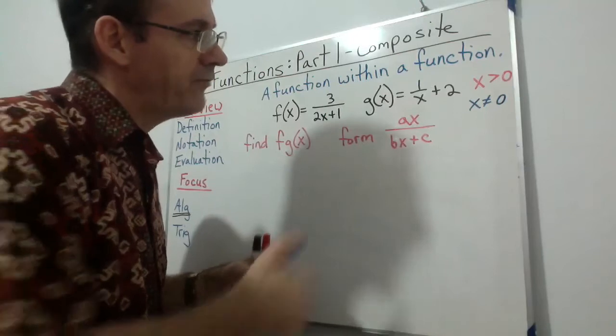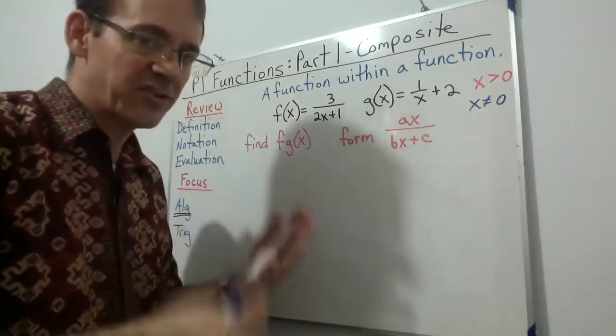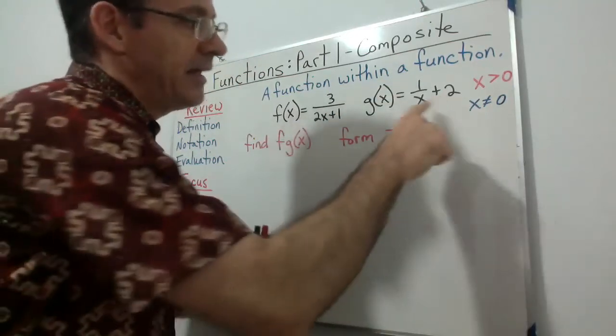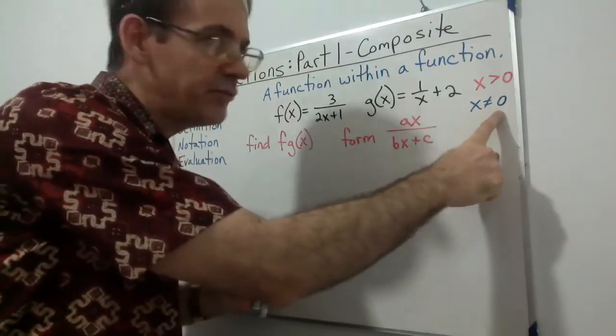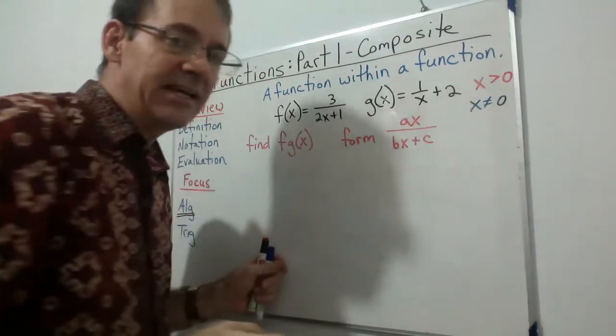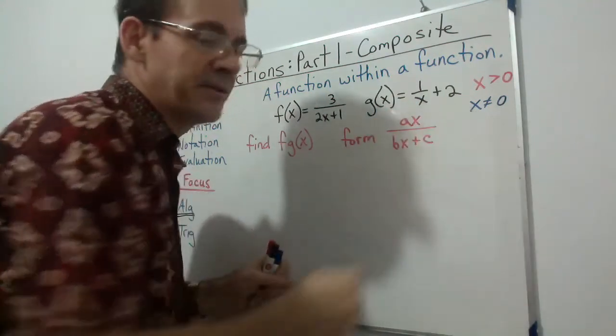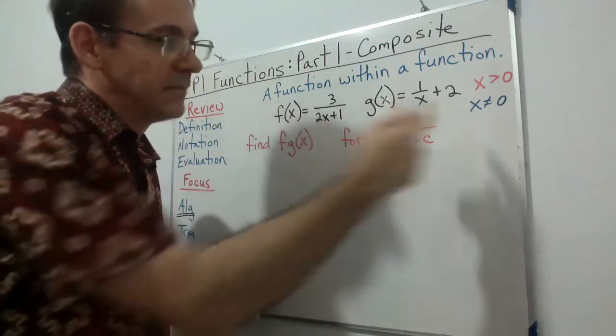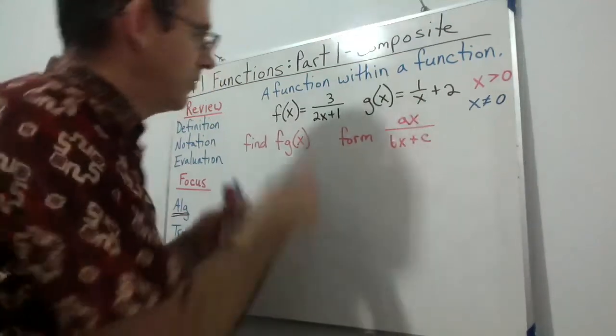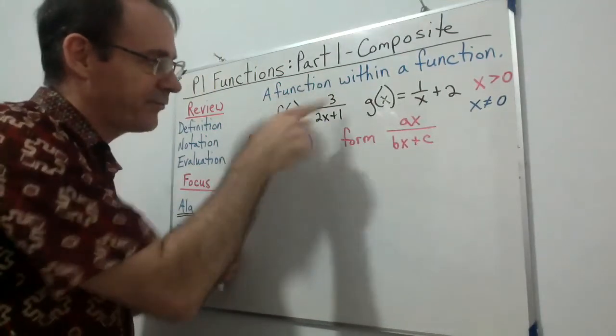Whenever you see a fraction like that, you can expect a domain statement either telling you what you cannot use or limiting the values that you can use so that it does not include a value that you can't use. Same thing over here, you've got a fraction.